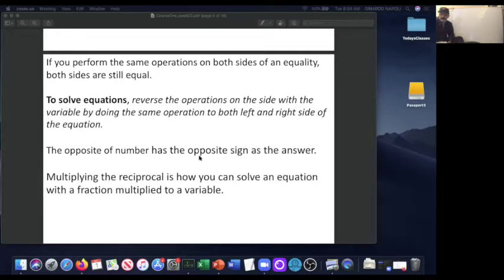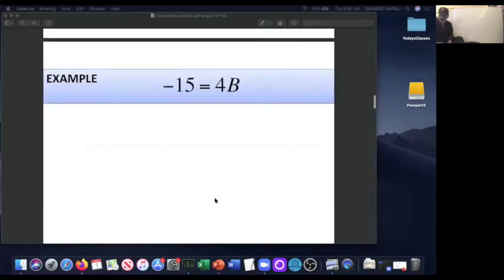All right. So here, the opposite of a number, well, you can just go ahead and change the sign to get the answer, and then multiplying by the reciprocal is very helpful. We're going to look at that in a minute. So just some points to make. Okay, so I'm going to give you an example here, and then I'll have you guys do one on your own. So we're going to have example and then your turn. Example and then your turn 3 times, and then we'll take a break.